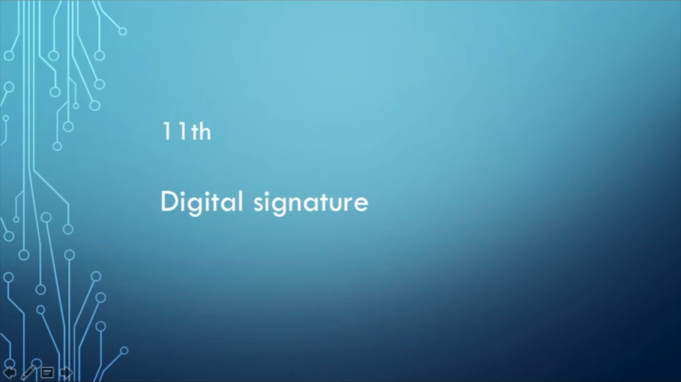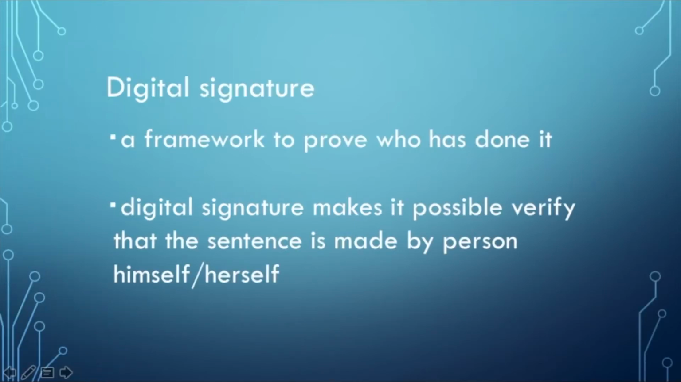11th, digital signature. Digital signature is a framework that is introduced in the blockchain to prove who has done it. Transactions in the blockchain are always given digital signatures. By using digital signature, it is possible to verify that the sentence made on the internet is the one created by a person himself or herself.